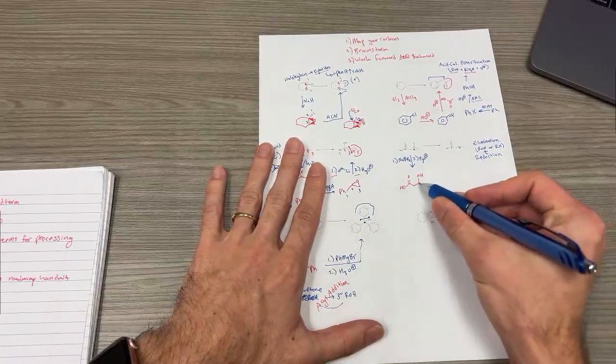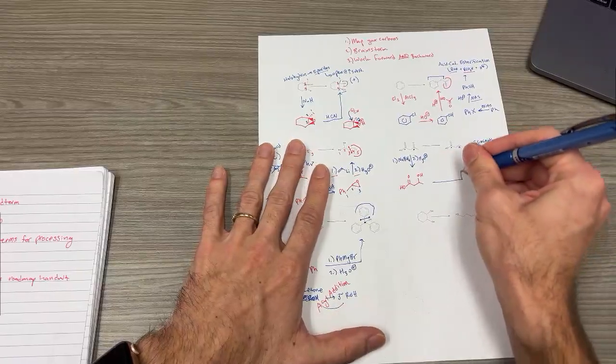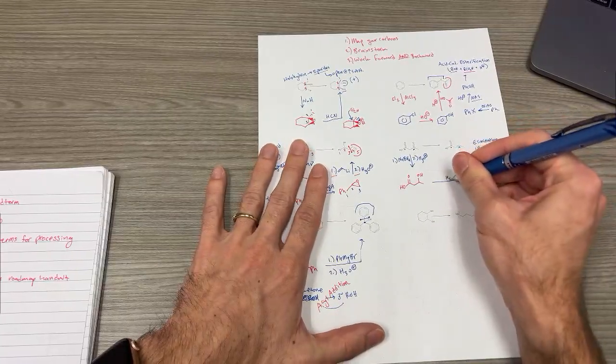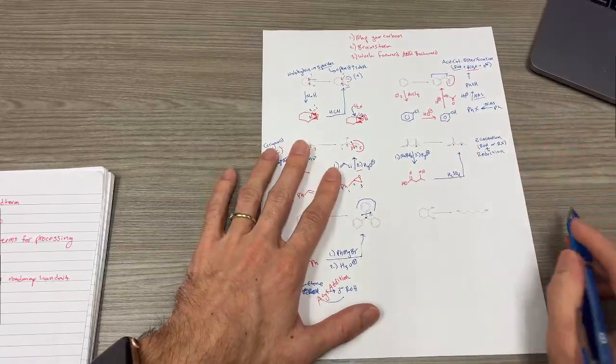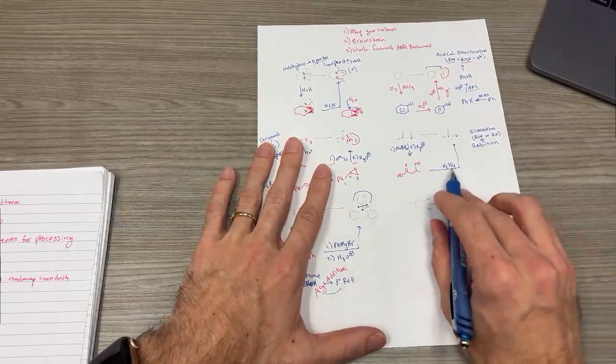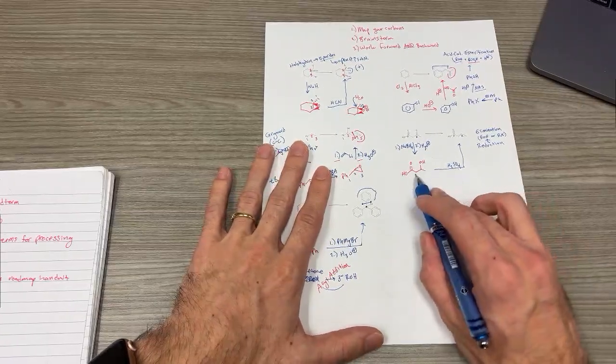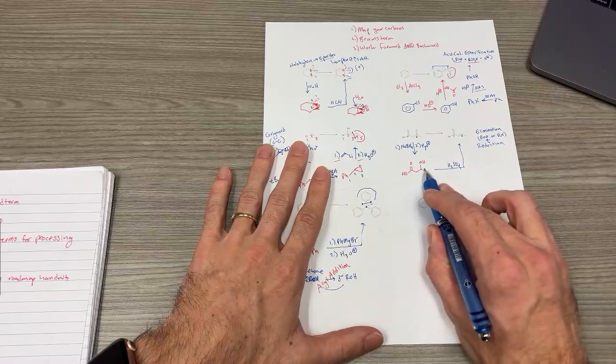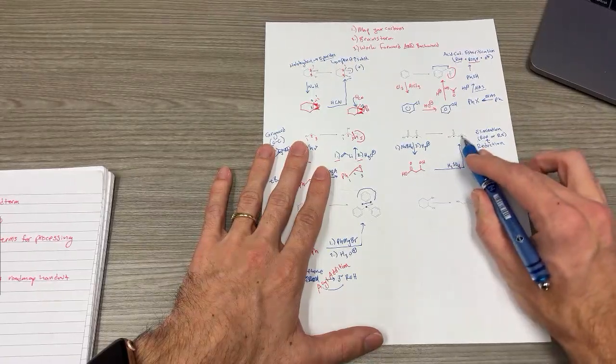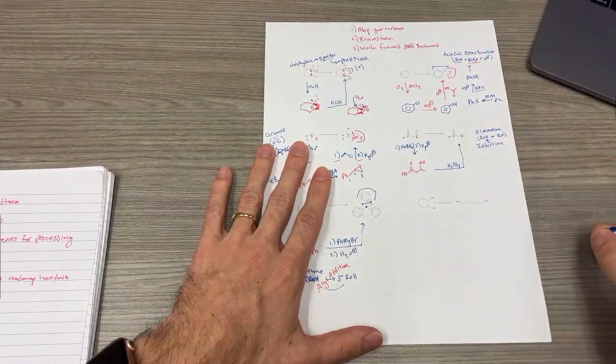Now that I have an alcohol, I can run acid-catalyzed dehydration. Notice that acid-catalyzed dehydration is regioselective. It prefers to go to the more substituted region, and that's exactly the alkene that we get here.